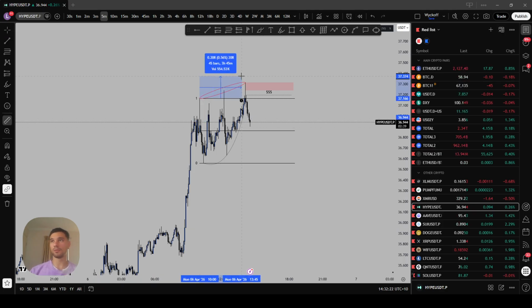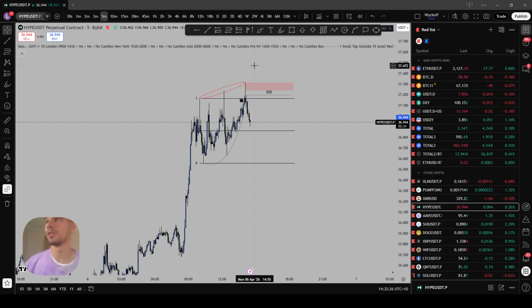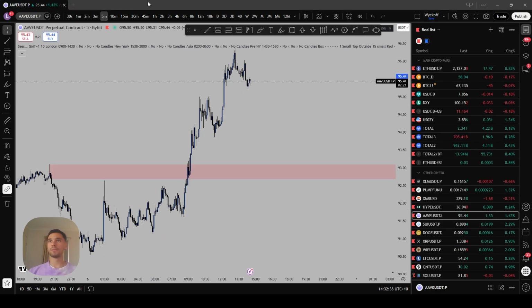How long has this been going on for? Yeah, very low time frame, pretty high risk, 4 hours and 25 minutes. So not really going to cling on to it. Let's have a look at Aave.